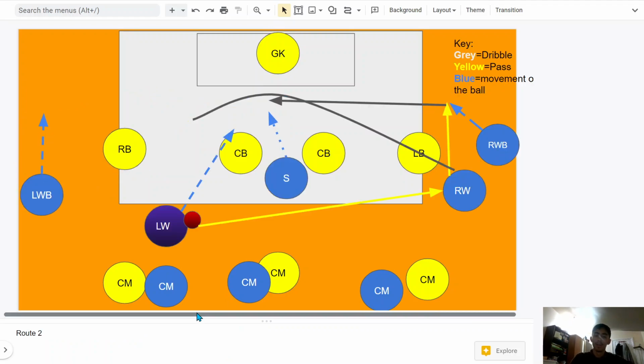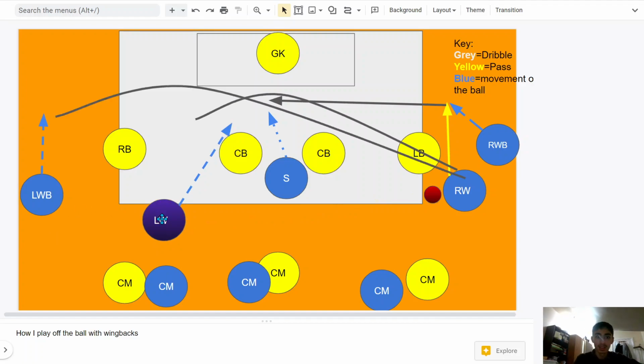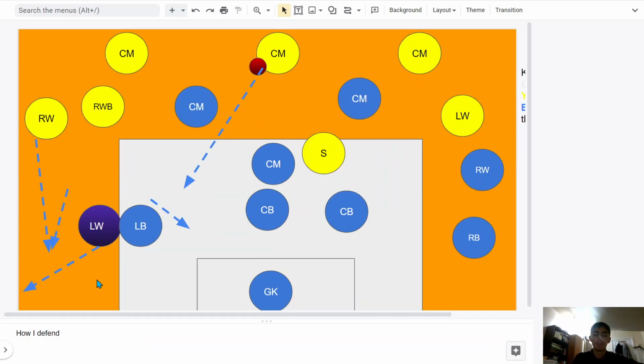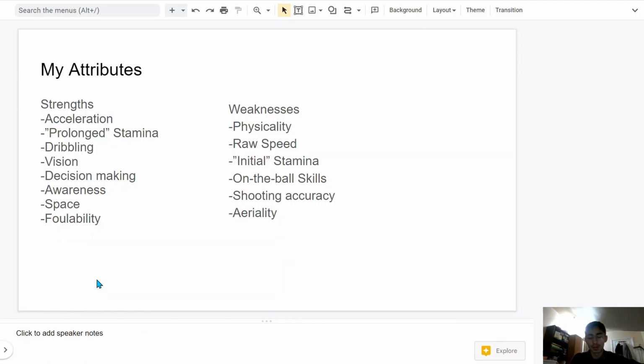Sorry, I keep skipping the G. And then another way that I play with wing backs, which is in other words completely ignore them, but how I play off the ball with my wing backs and how I defend, and then my attributes, my strengths and my weaknesses, and how they tie into my roles.